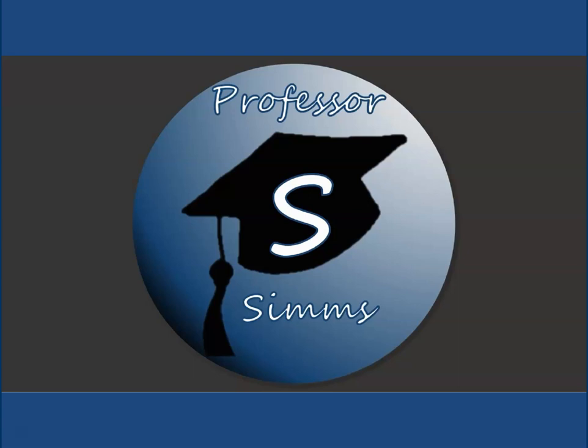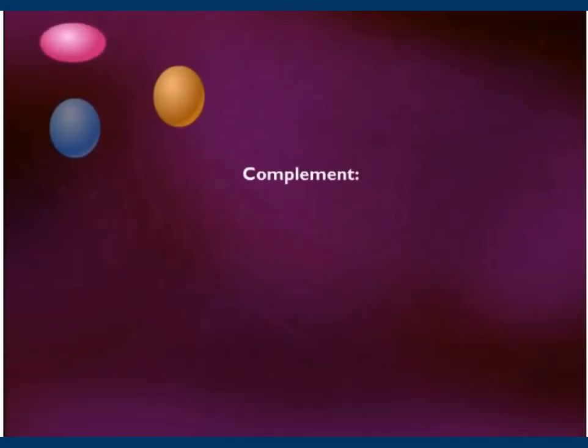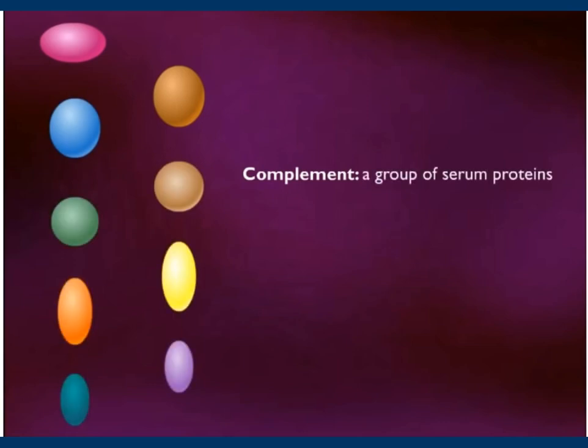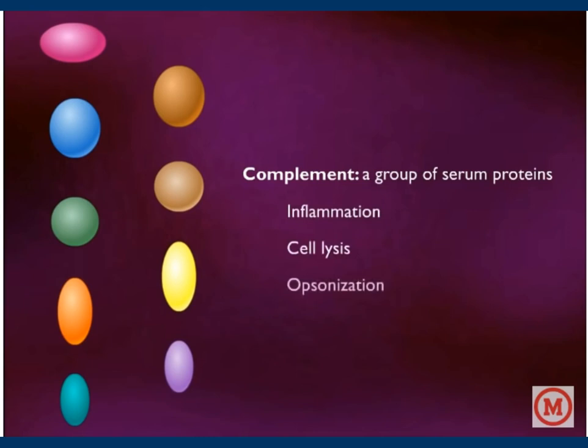Here is a quick video to help illustrate this phenomenon. Complement consists of a group of serum proteins that activates inflammation, destroys cells, and participates in opsonization.